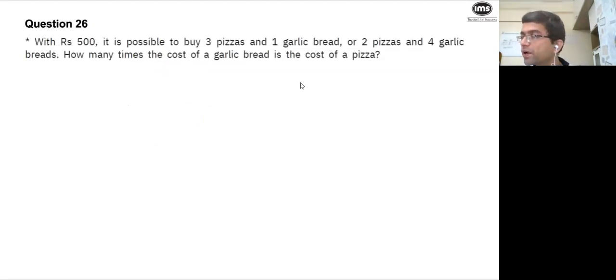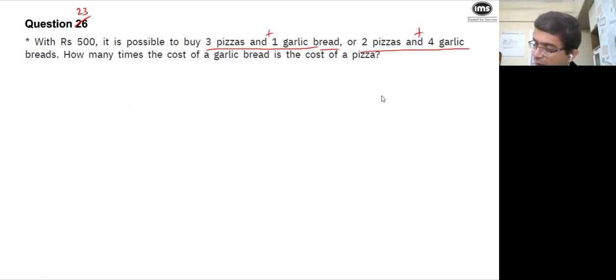With rupees 500, it is possible to buy 3 pizzas and 1 garlic bread, or 2 pizzas and 4 garlic breads. 3 pizzas and 1 garlic bread, so it is plus. 2 pizzas and 4 garlic breads, so again plus. How many times the cost of a garlic bread is the cost of a pizza?